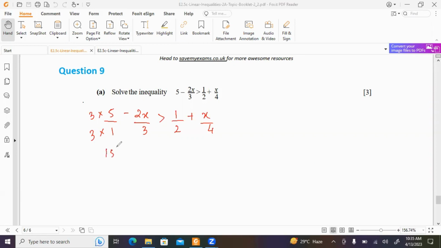So now we have 15 over 3 minus 2x over 3. And on the right hand side, we can easily turn 2 into 4 by multiplying this fraction by 2. That's going to be 2 over 4 plus x over 4. So now since we have like denominators on both sides, we can combine the numerators.